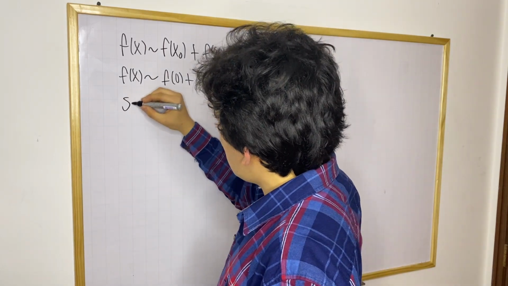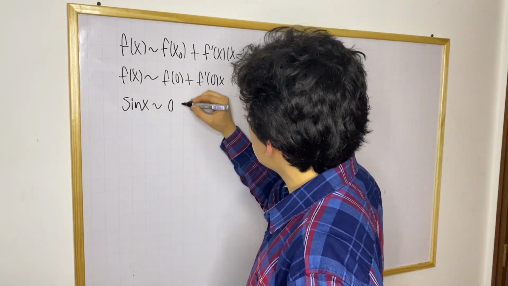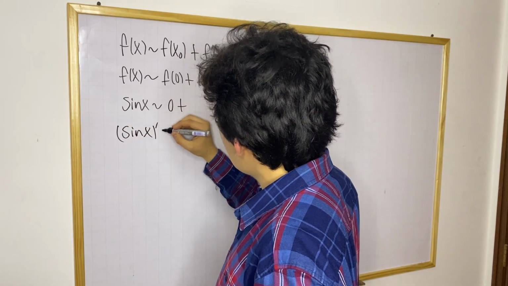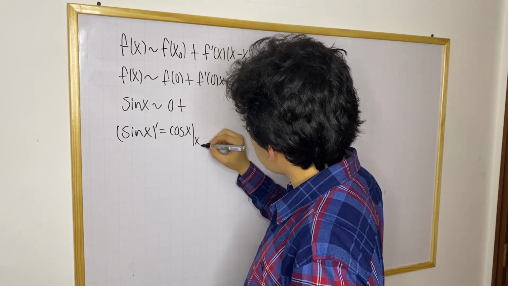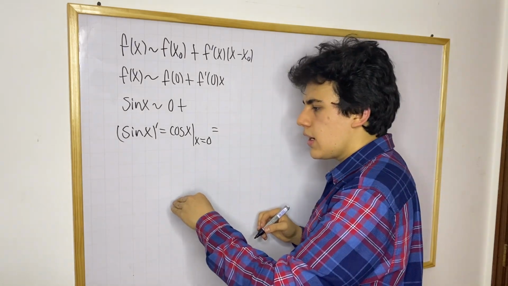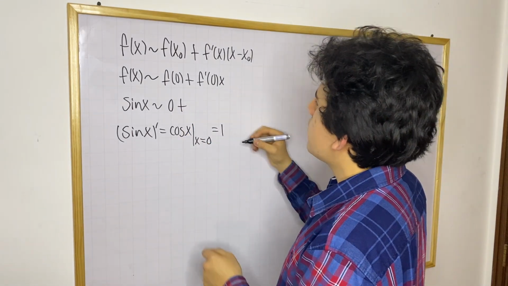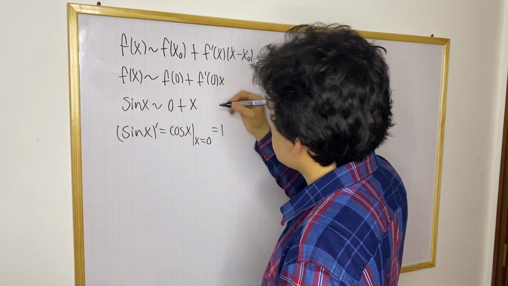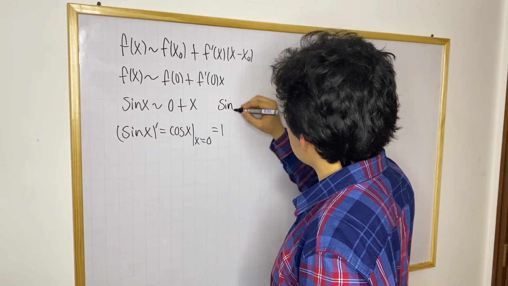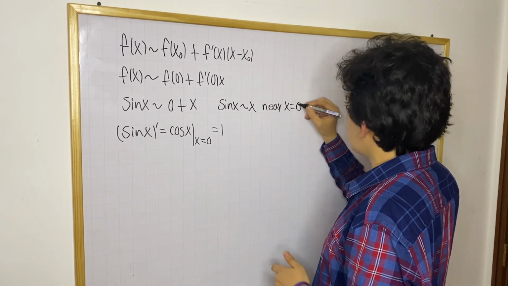So sine evaluated at 0, we know it's going to be 0, plus the derivative of sine, sine of x prime, which is cosine x. If we evaluate that at x equals 0, that's just cosine 0. And remember, cosine starts at 1 at the origin, so this is simply 1. So we have 1 times x, that is just x. And so the linear approximation is: sine x is approximately equal to x for values near x equals 0.